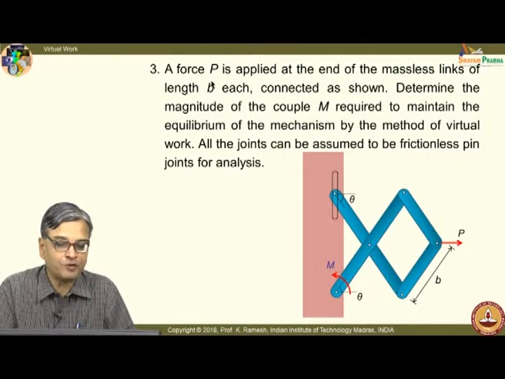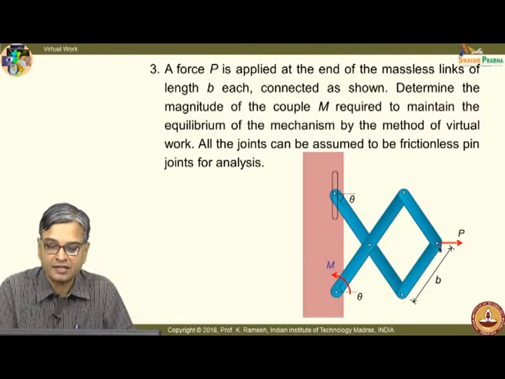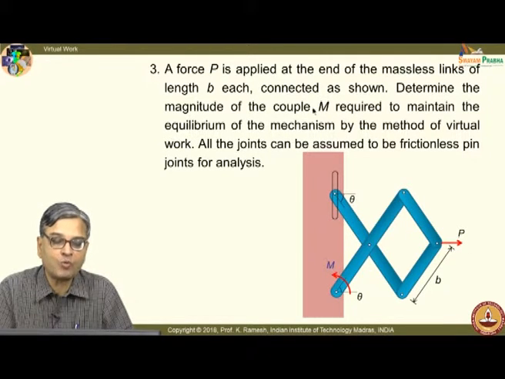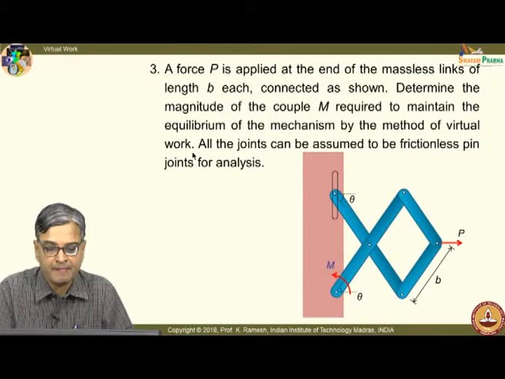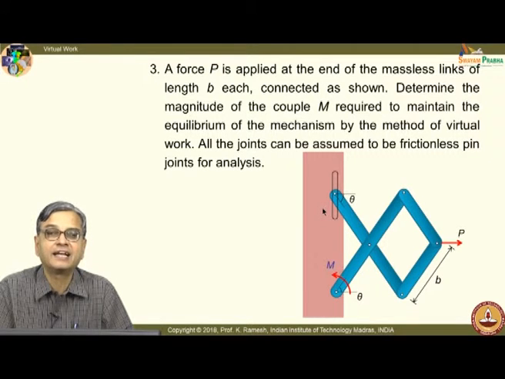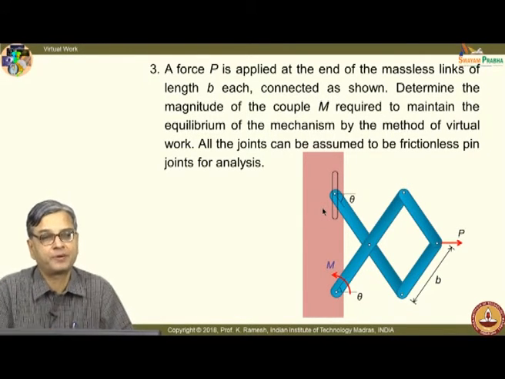So, here a force P is applied at the end of massless links of length B each, and they are all pin jointed without friction. When the force P is applied to pull it, what is the moment required to maintain the equilibrium of the mechanism? You have to get it by the method of virtual work. And you should also look at what the constraints illustrated in the problem are.